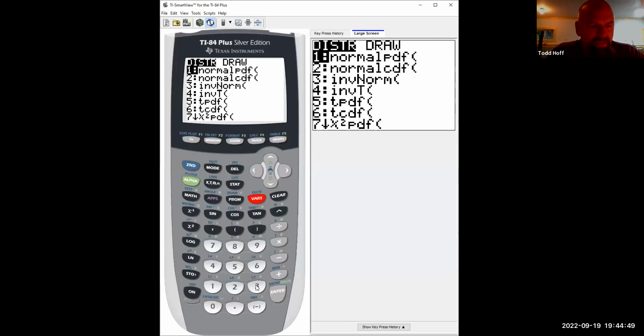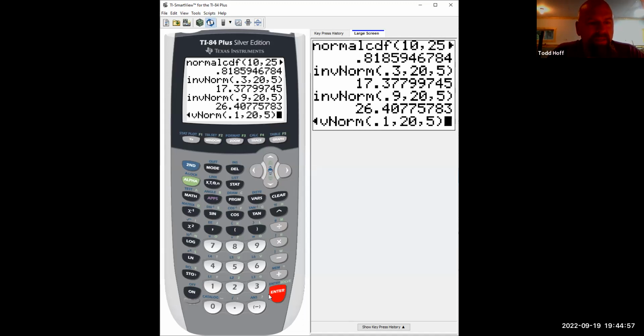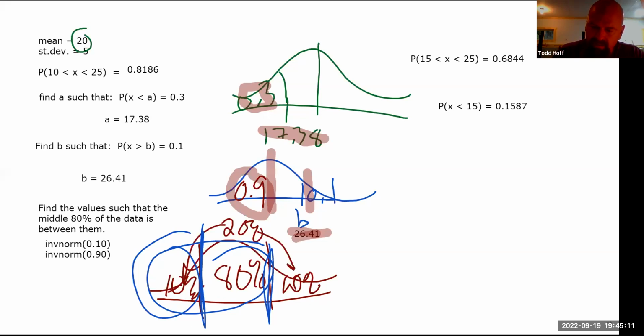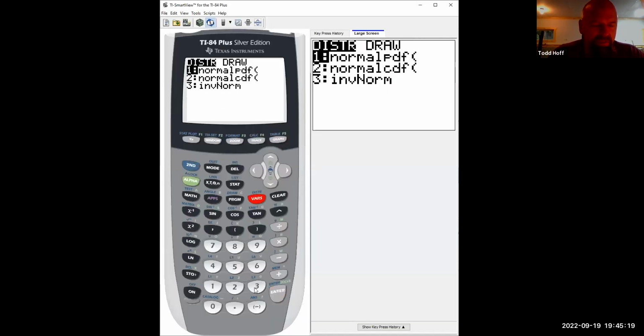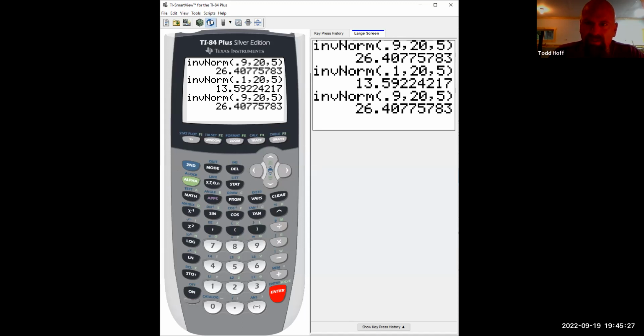Second distribution, inverse normal, 0.1, mean of 20, standard deviation of 5, giving us 13.59. I'm going to go ahead and write that one down so I don't forget. So this end here is 13.59. And the other end, the 90%: second distribution, inverse normal, 0.9, mean of 20, standard deviation of 5. 26.41.